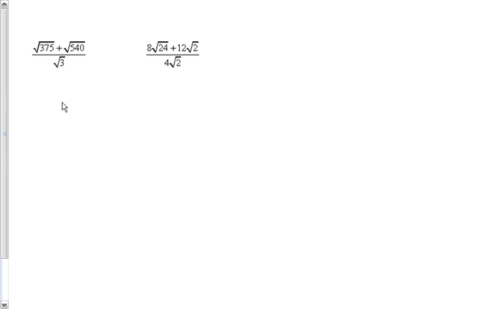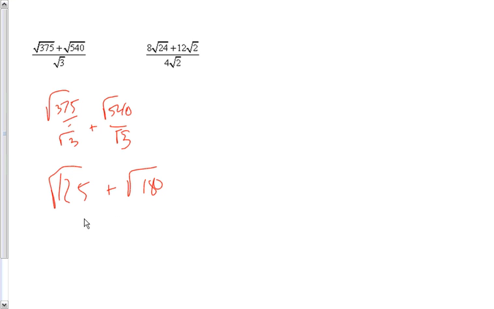Two more here. Now if we decided on this one, we could write it as 2 problems, 375 over radical 3 plus radical 540 over radical 3. And then we just divide those two, and that's the square root of 125 plus the square root of 180. And then we just reduce, which is 25 times 5, so that's 5 radical 5.